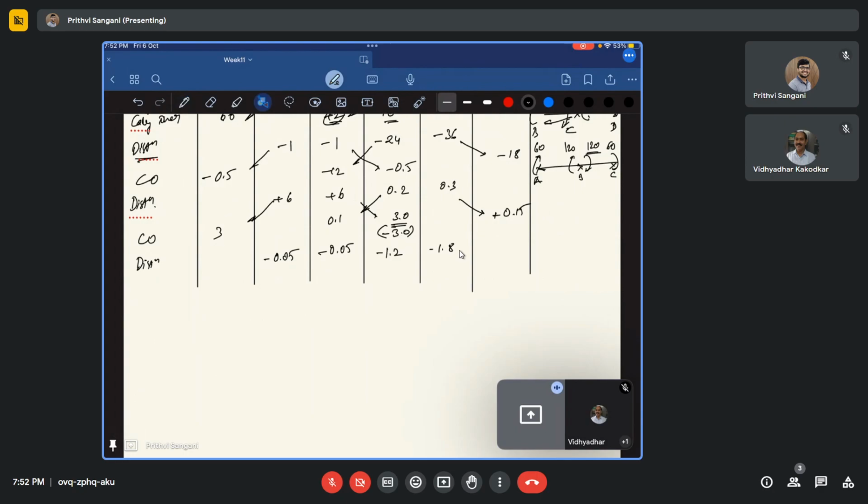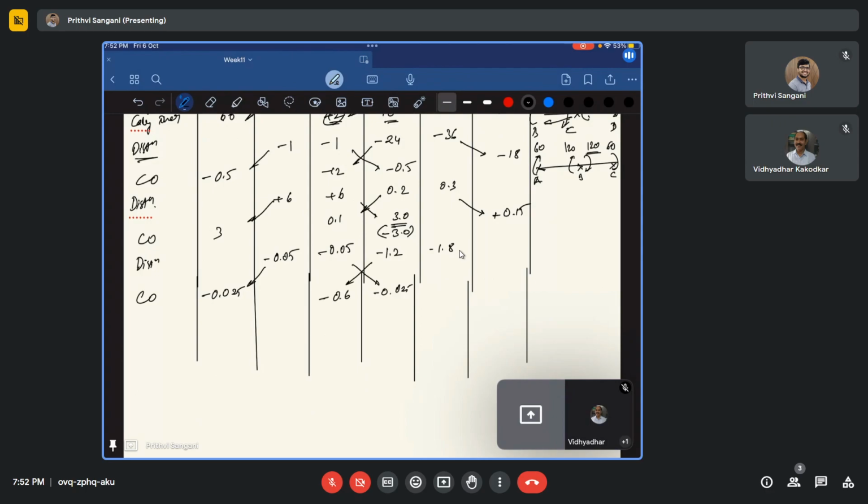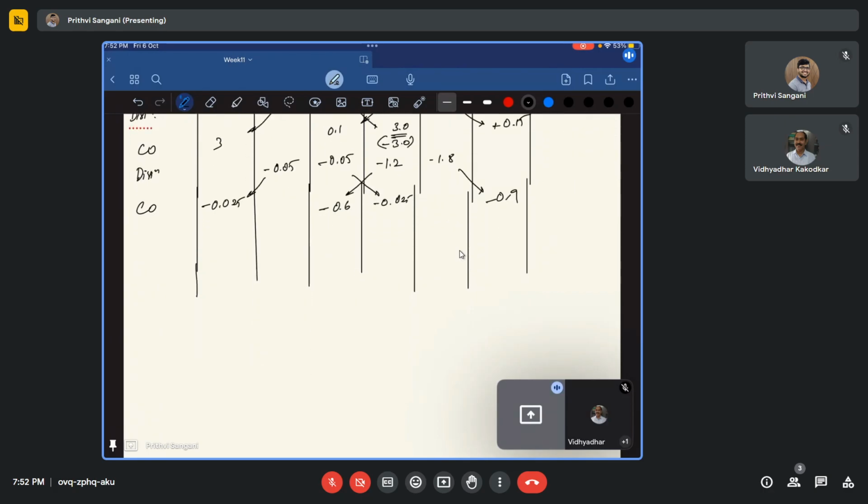We'll have a carryover again. This will be carried over as minus 0.025. This will be carried over as again minus 0.025, and this is minus 0.6, and this will be minus 0.9. Fine. Next, what is our next step? Again, the next step is distribution.